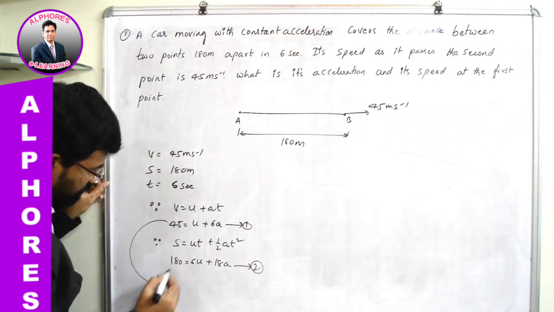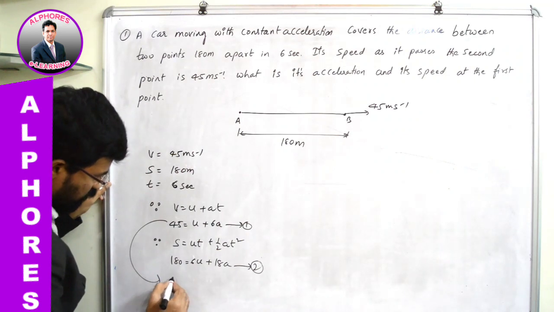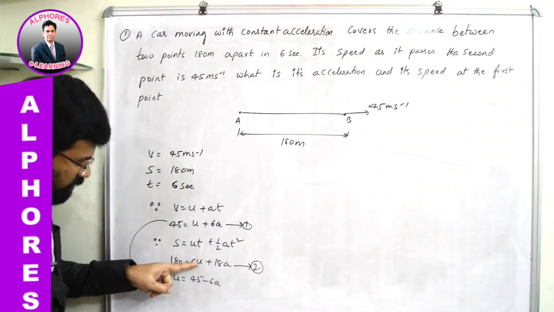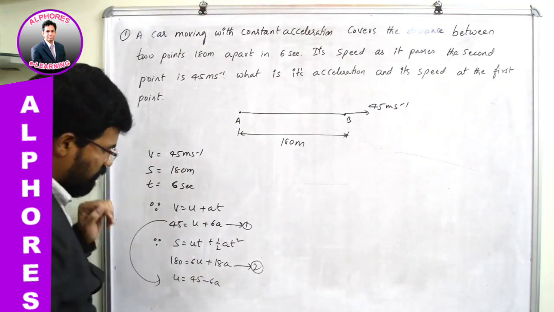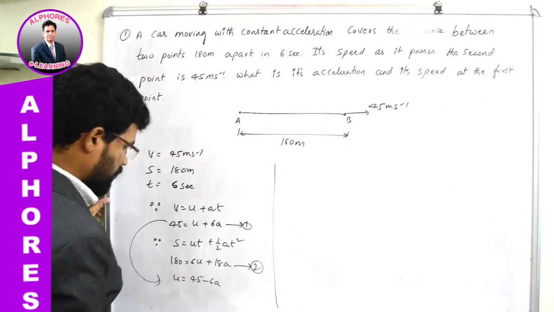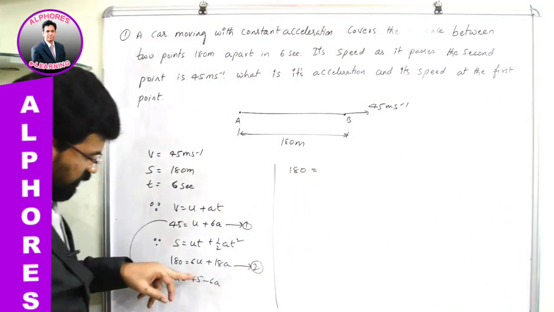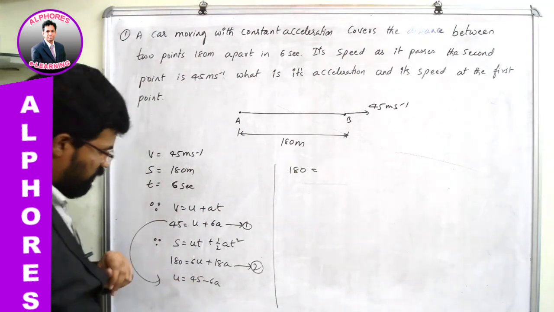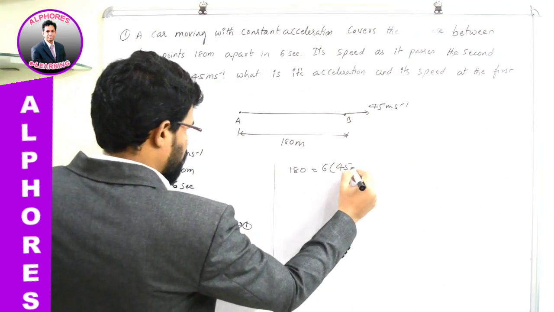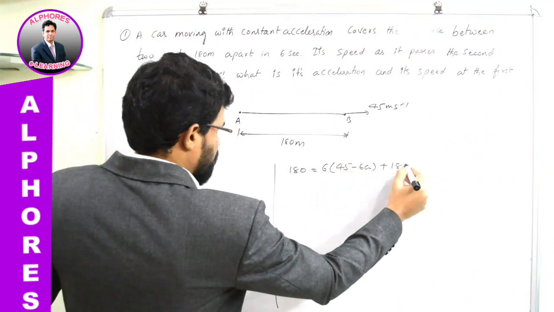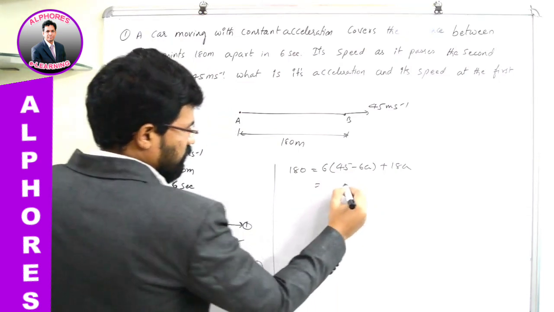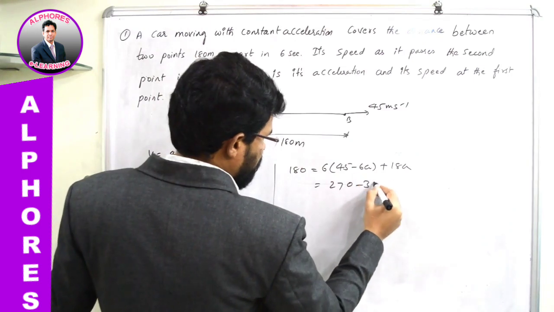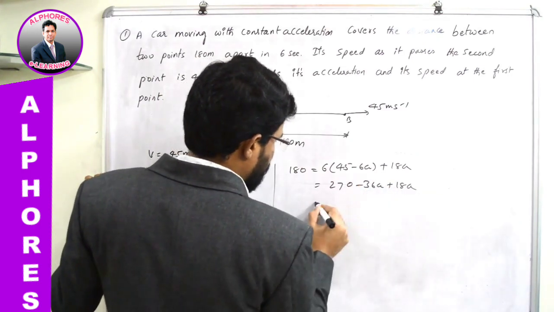From equation 1, what you can write for u can be replaced with 45 minus 6a, and in this expression I will replace u with 45 minus 6a. Let us see what we will be getting. 180 is equal to, this is where I am replacing u, 45 minus 6a. 6 into 45 minus 6a plus 18a. How much is this? 270 minus 36a plus 18a.